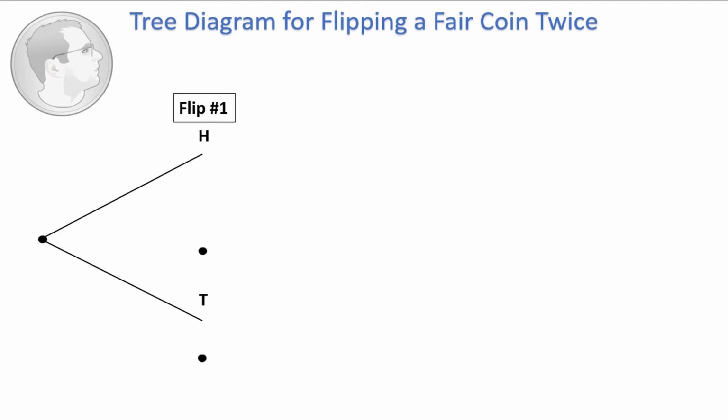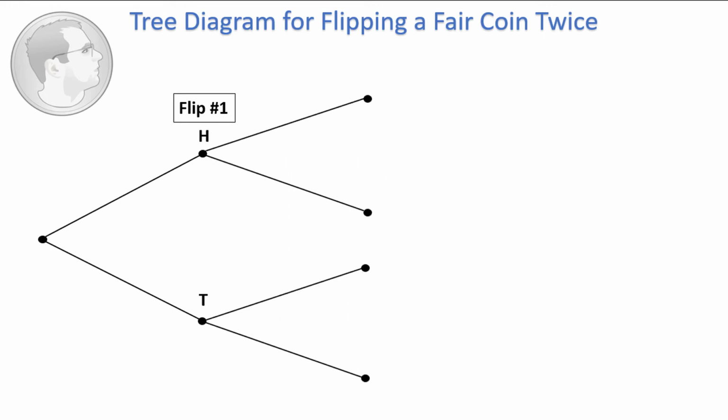We make two more dots at the end of the branches we just drew, and can continue with additional branches for the second event, flipping the coin a second time. We can have heads or tails, just like on the first flip. Since we are only interested in the outcomes related to flipping a coin twice, this is the end of the tree diagram. At the end of the last branch, we will write the outcomes.